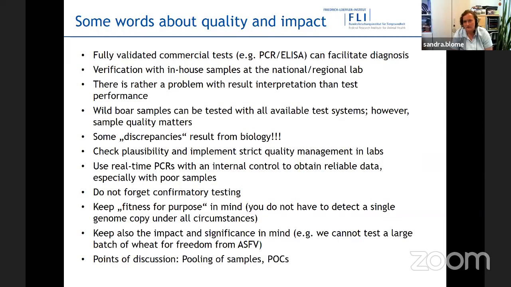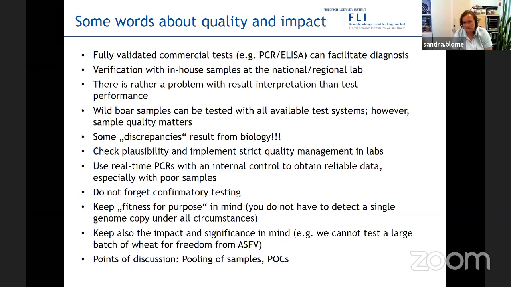Some words about quality and impact. As I said, the fully validated commercial tests can facilitate diagnosis. The labs should still do some verification with in-house samples at the national and regional lab. Actually, there is rather a problem with result interpretation than test performance.